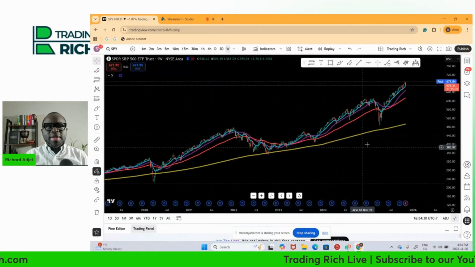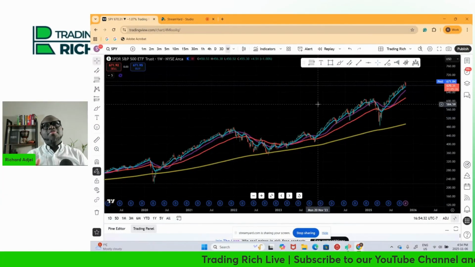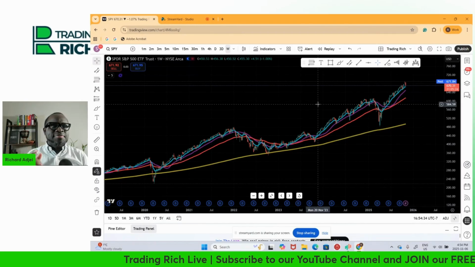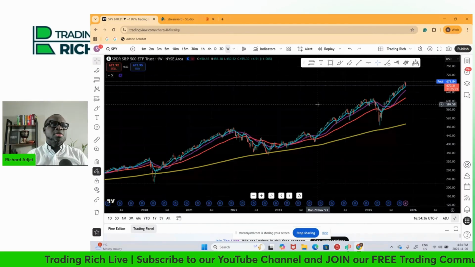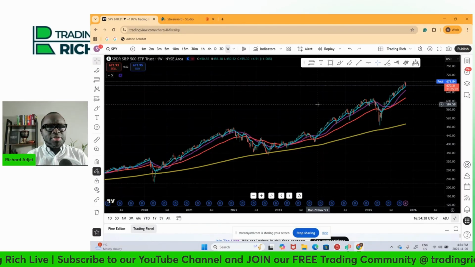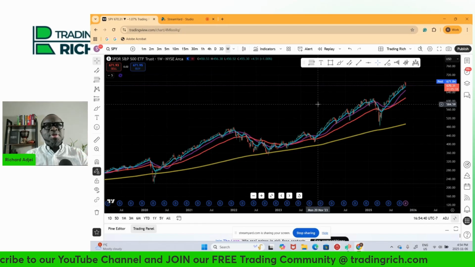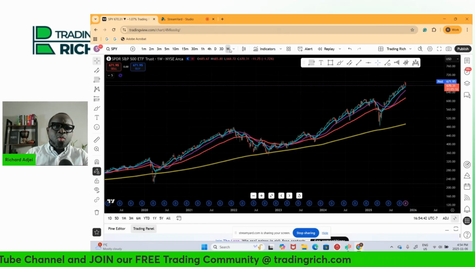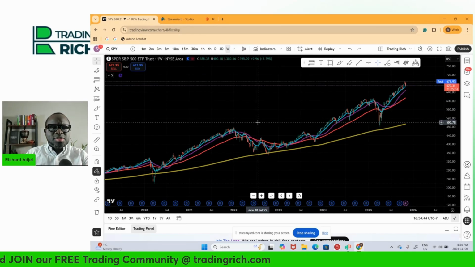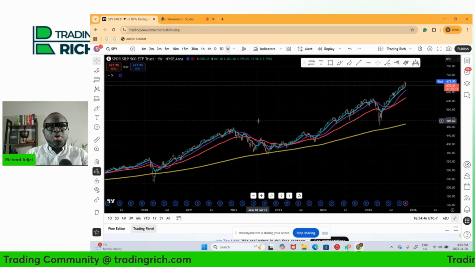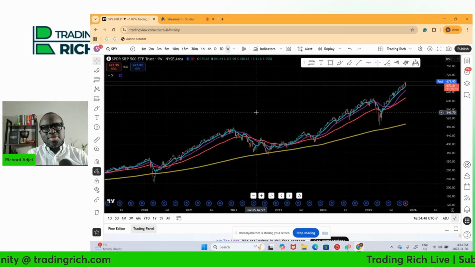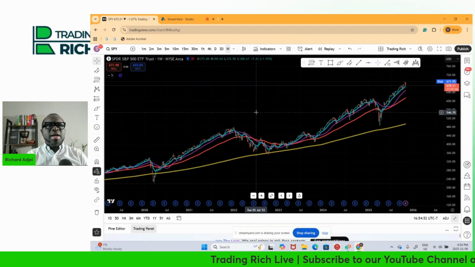Over here, I do have the S&P 500. That is the ETF, the SPY, the ETF that tracks the S&P 500. This is the weekly time frame. What I'm going to do is simple technical analysis on this. Nothing complicated, just very straightforward to figure out what is going on.